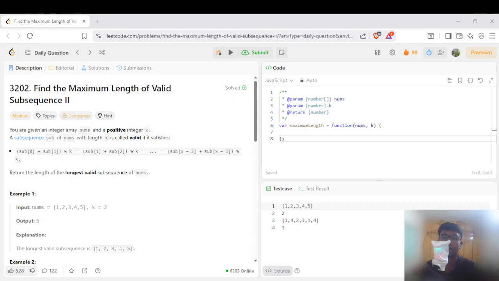Hello everyone. Let's solve today's daily Leetcode problem 3202. Find the maximum length of valid subsequence part 2. This is a continuation of yesterday's part 1 problem.